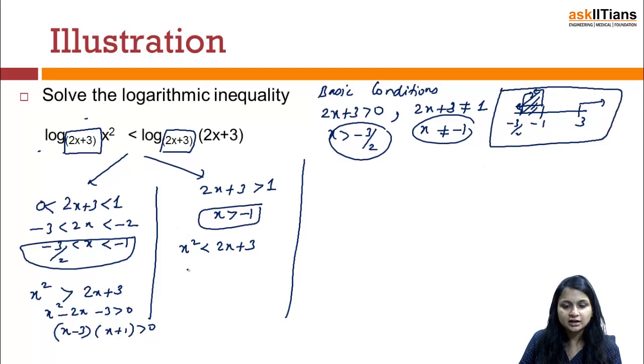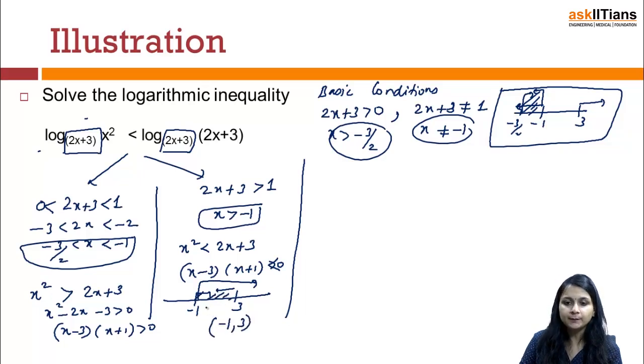Let's take the next case. Here I will have x minus 3 into x plus 1 less than 0. On the same number line, I'll have minus 1 to 3 in between them, but x should always be greater than minus 1, no problem. So I got this intersection between minus 1 and 3. But you just have to remember the two basic conditions: x greater than minus 3 by 2, always this condition, and the next condition, that x should not be equal to minus 1. You cannot put a square bracket in front of minus 1. That is not possible. This is something that you have to remember. So these two conditions are following, so we don't have to worry about it.